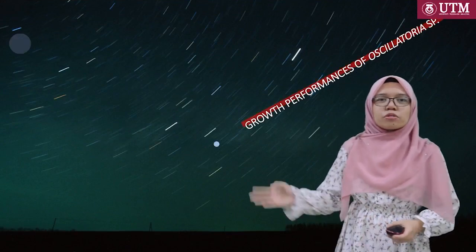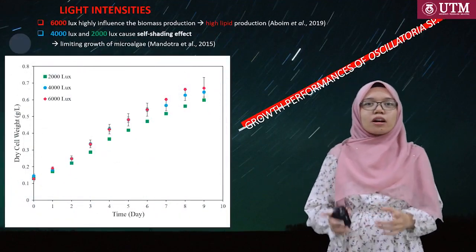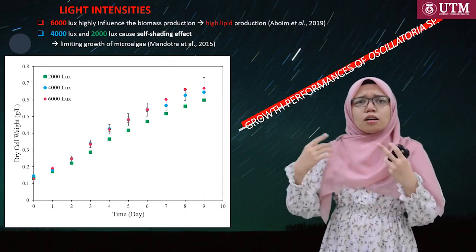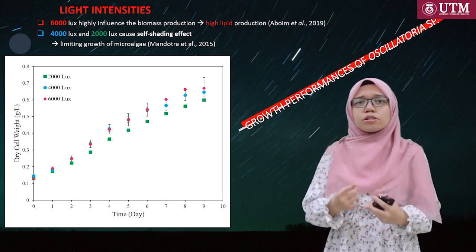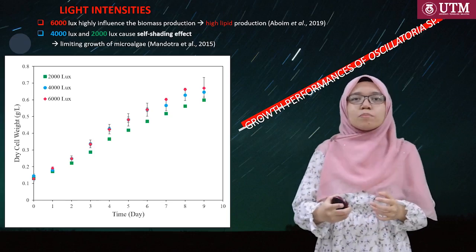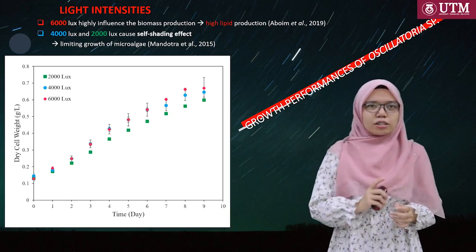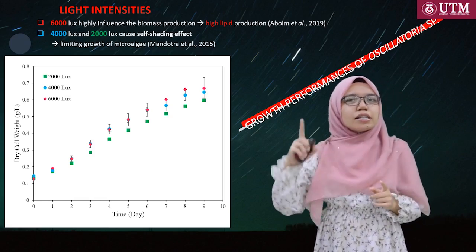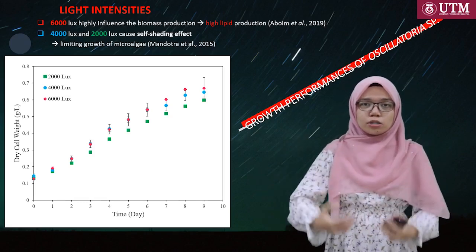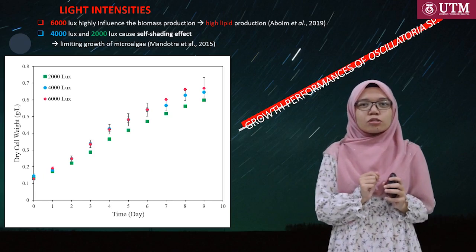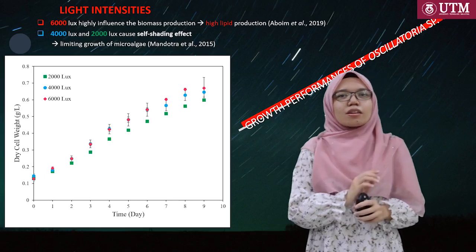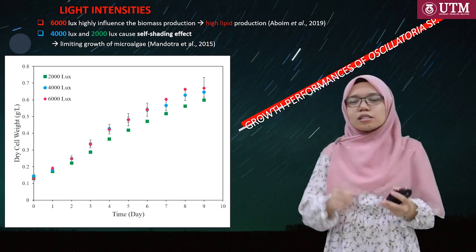So now, we proceed with different light intensities. From the graph, it illustrated that 6,000 lux, the most intense, produced 0.67 gram per liter of dried Oscillatoria species cell weight. This is due to high lipid production, as reported by a previous study where high light intensity induced higher lipid content. But different to 4,000 lux and 2,000 lux, the lower cell production may be due to the self-shading effect on Oscillatoria since the light intensity is low. Hence, the best light for Oscillatoria is 6,000 lux.